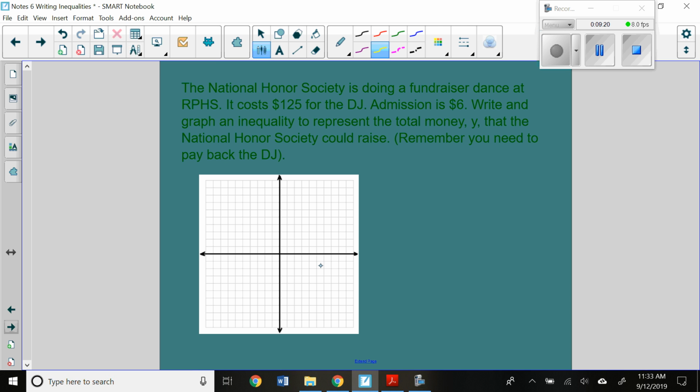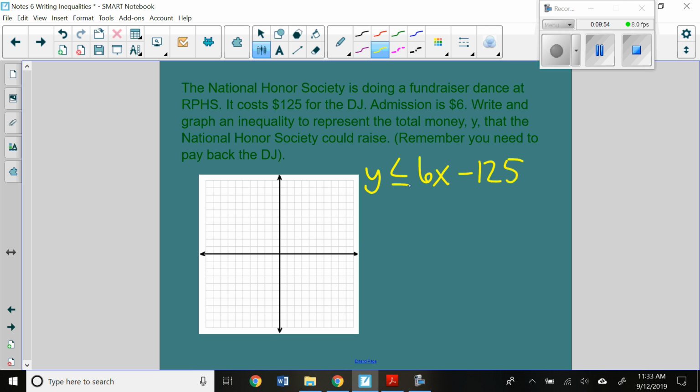All right, last one. The National Honor Society is doing a fundraiser dance at RPHS. It costs $125 for the DJ, and admission is $6. Write and graph an inequality to represent the total money Y that the National Honor Society could raise. Remember, we have to pay back the DJ. So we are making $6 per person that comes in, and X is how many people come in. We are paying back the DJ, so it's a negative 125. Okay, and we have y is less than or equal to.